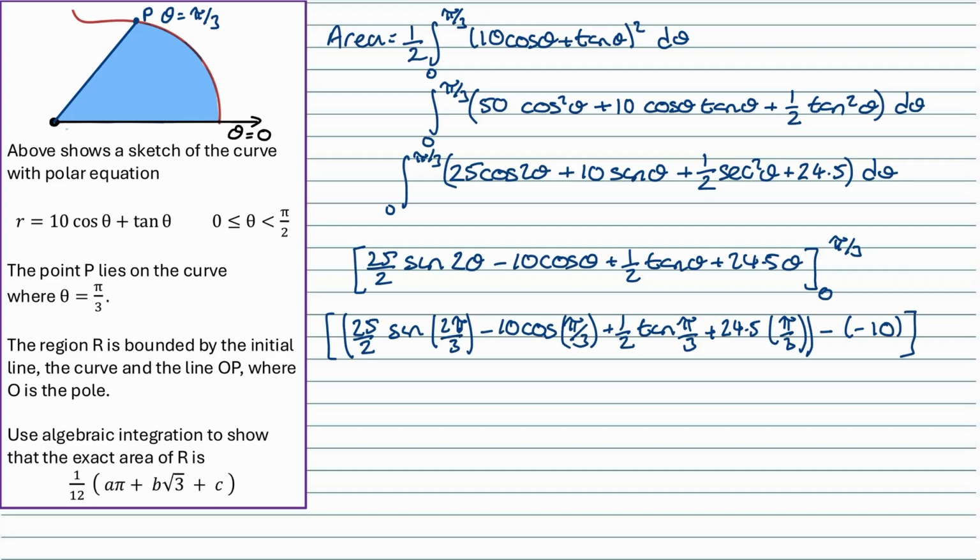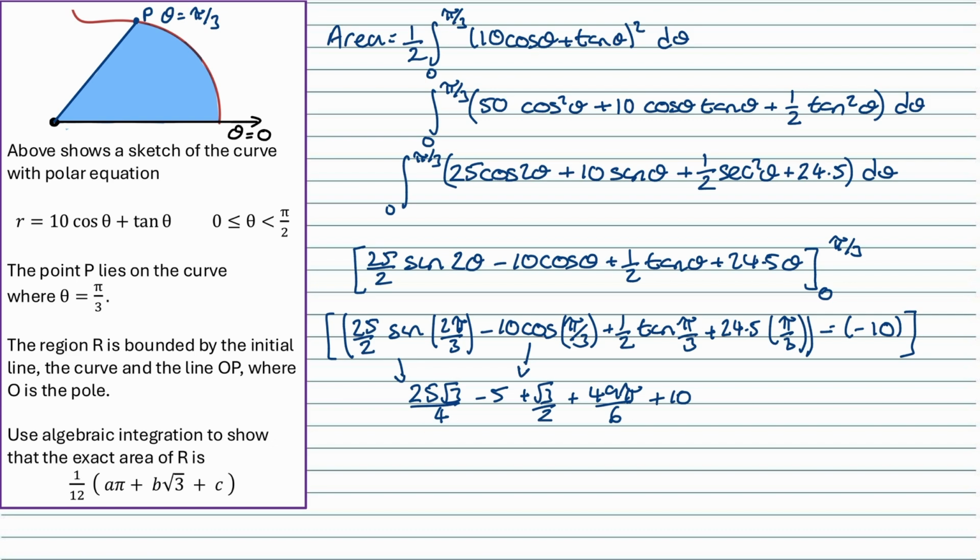Now to get the exact area, we need to work out each of these in turn. For this term, we'll get 25 root 3 over 4. The cos term will give us -5. The tan term will give us root 3 over 2. And the 24.5 term will give us 49 pi over 6. And then the two negatives will make the positive 10.